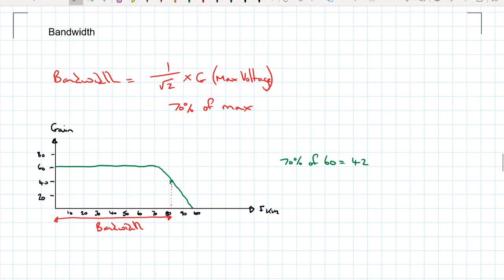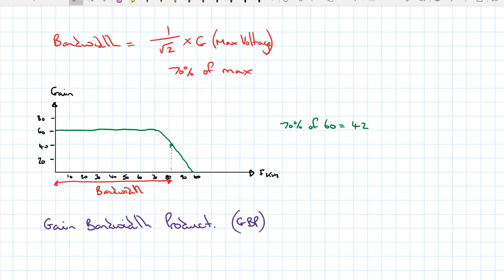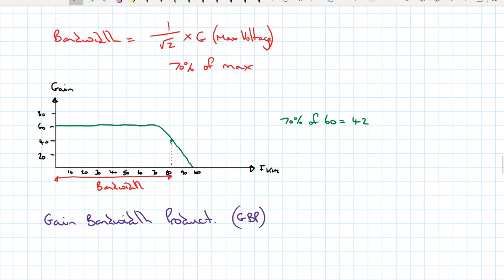Let's move on to gain bandwidth product. So gain bandwidth product is something that the manufacturers, when they make their operational amplifiers, quote as what the bandwidth of the amplifier is when it has a gain of 1. Now, most of the time we're not going to be using an amplifier with a gain of 1, but if we know what the bandwidth is when it's a gain of 1, we can then factor in what the bandwidth is going to be for the gain that we've got.